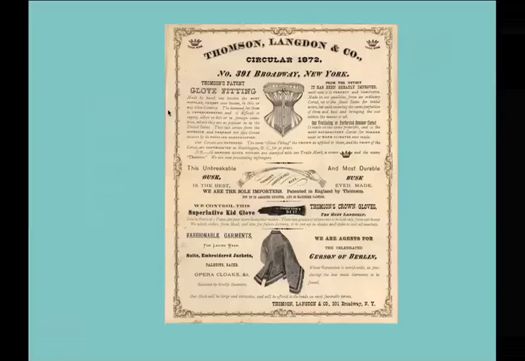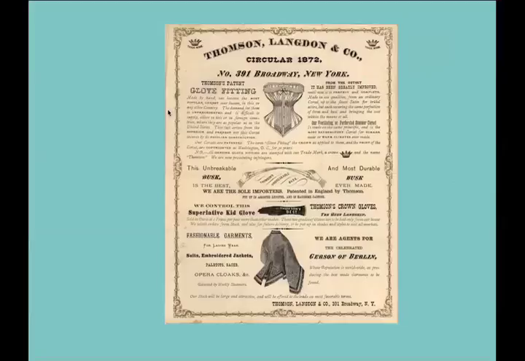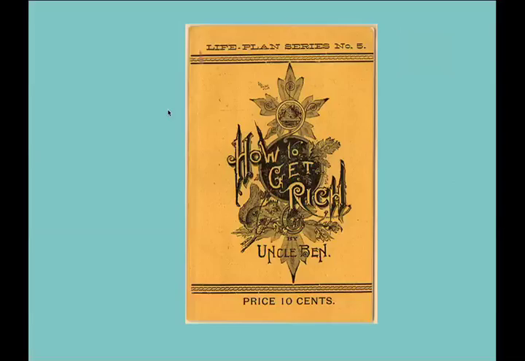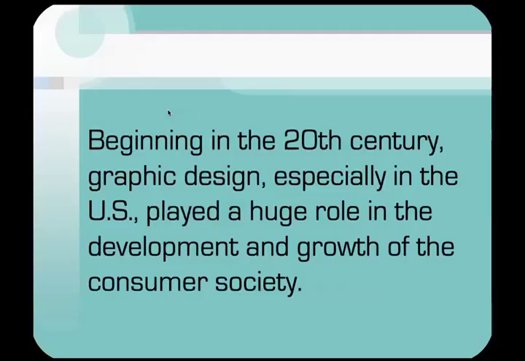And here's an old ad, which I found interesting, for corsets and for fashionable garments for ladies' wear. But as you can see, as soon as there was a printing press, pretty soon thereafter, somebody got the idea of, hey, we can use this to sell something. How to Get Rich by Uncle Ben. This is a book cover designed back in the 1800s.